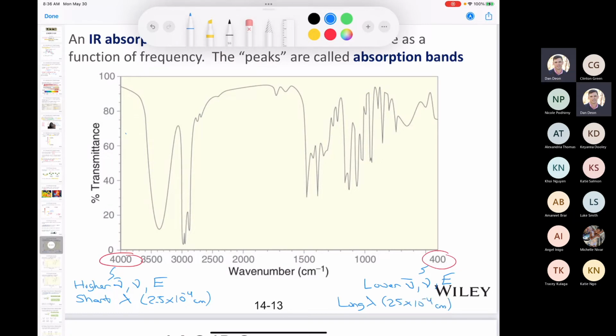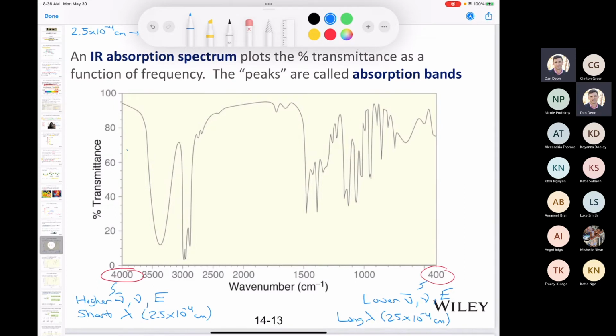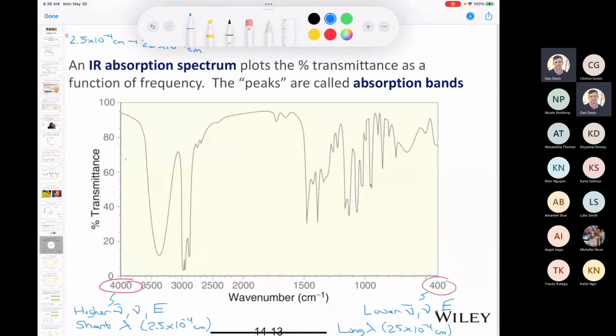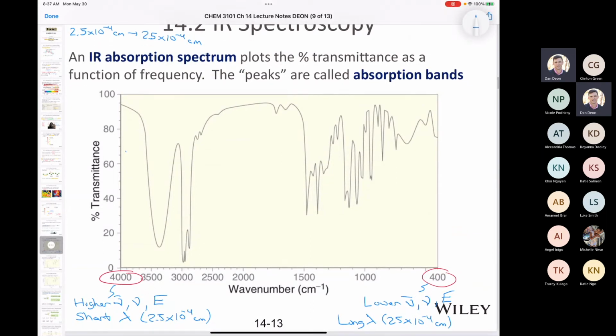But again, everybody uses wave numbers. It's a convention that we use across the scientific community. So if you Google infrared spectrum, or if you look up a video on infrared spectroscopy on the internet, it's always going to have wave numbers on the x-axis. So now you know where wave number comes from, and now you kind of know what it represents.